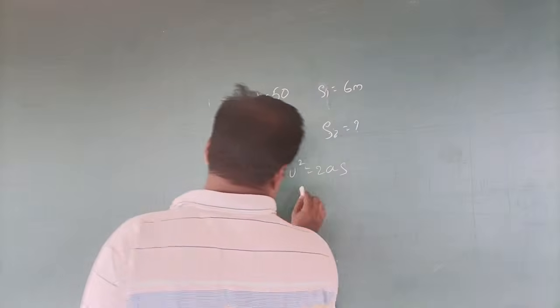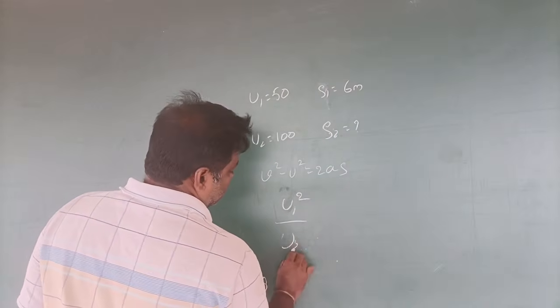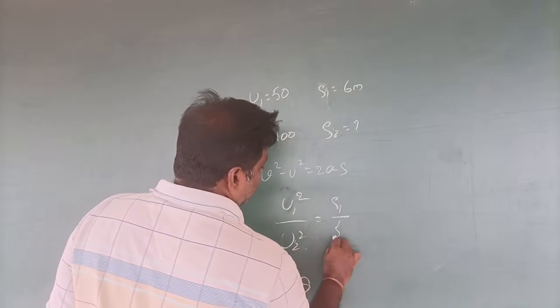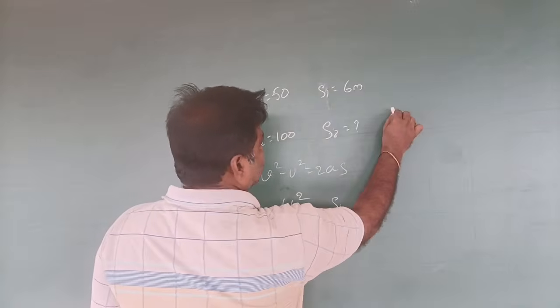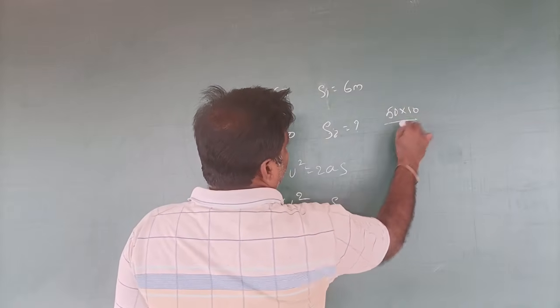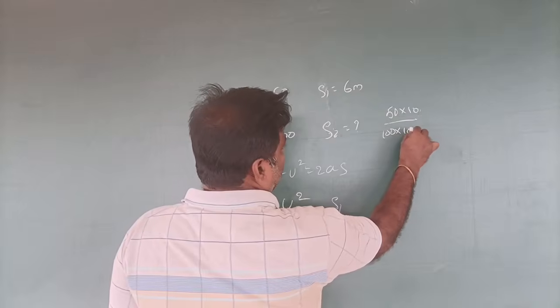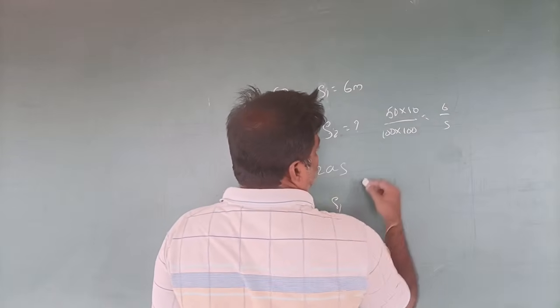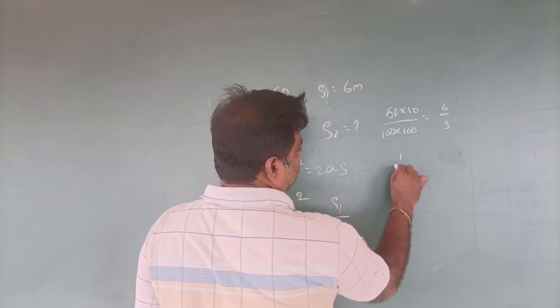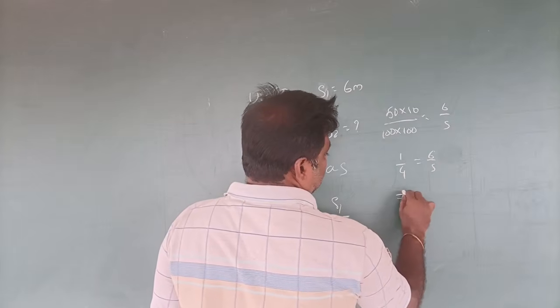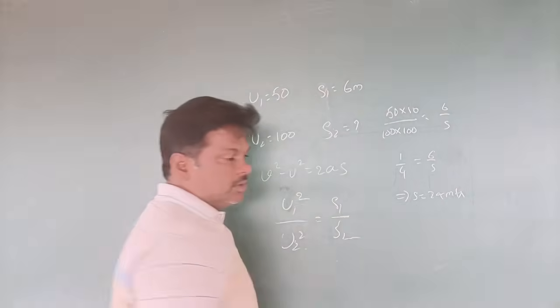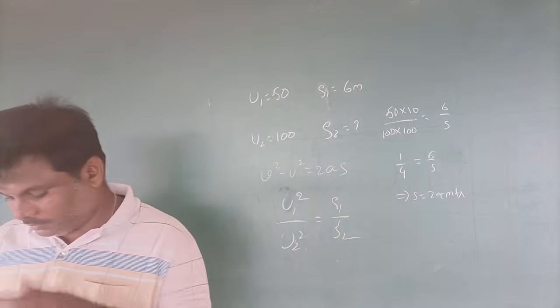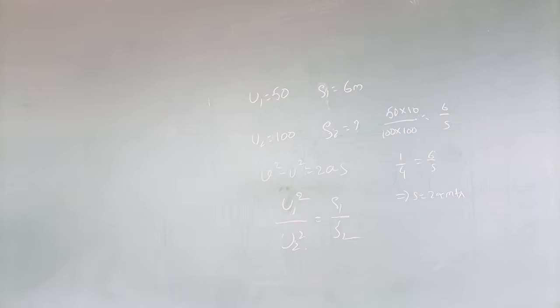You need to apply the formula V square minus U square is equal to 2AS. From this you can write U1 square by U2 square is equal to S1 by S2. 50 into 50 by 100 into 100 is equal to 6 by S. So this is 1 by 4, you will get 6 by S, which implies S is equal to cross multiplication, 6 times 4 is 24 meters. Pause the video and do it.